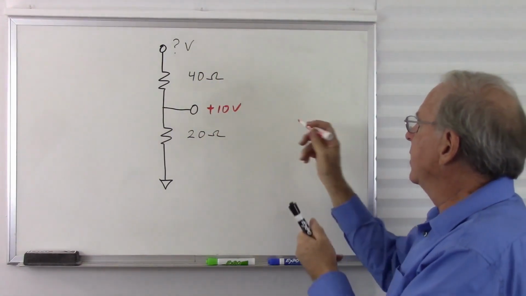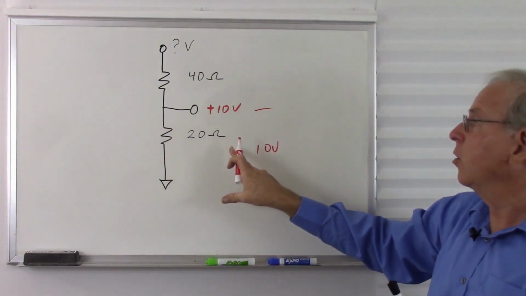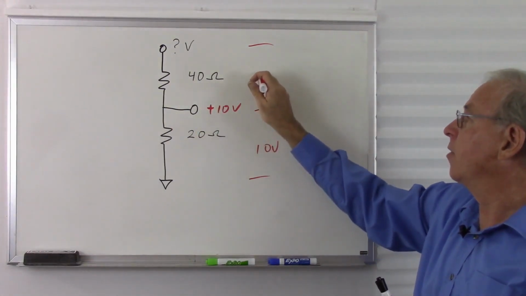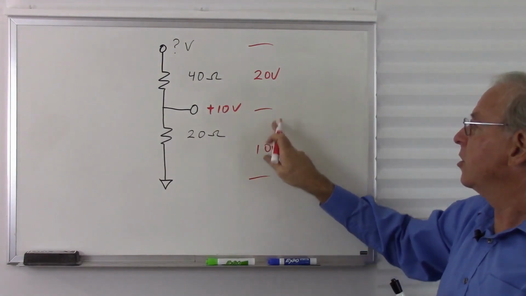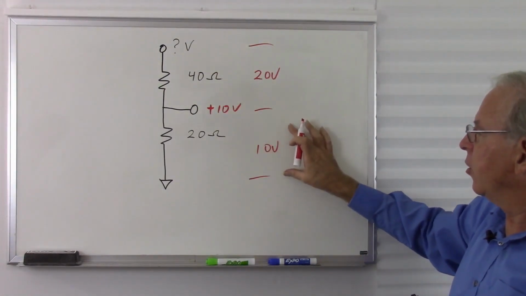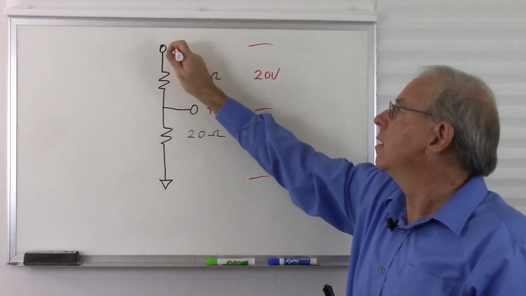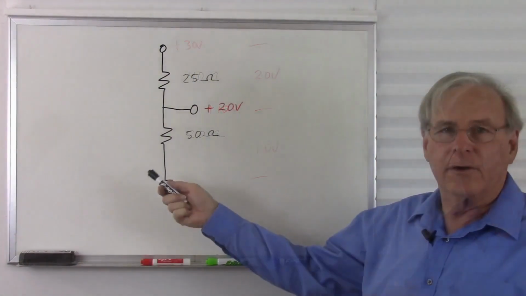So if we have 10 volts across 20 ohms, how many volts do we have across 40 ohms? That's going to be 20 volts. Double the resistance, we must double our voltage. Now we add those up to find the total voltage. 10 volts plus 20 volts is 30 volts.